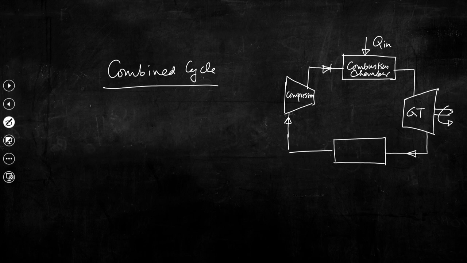So this is the gas turbine unit, and this is a heat exchanger. And here, what is done?